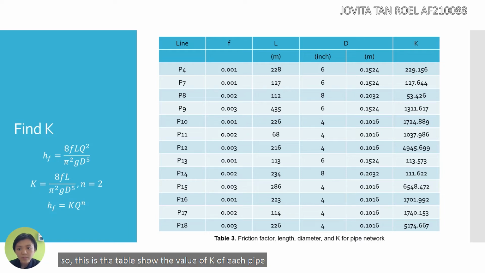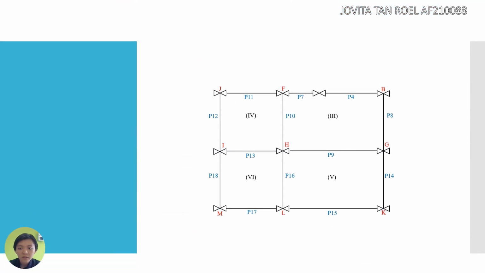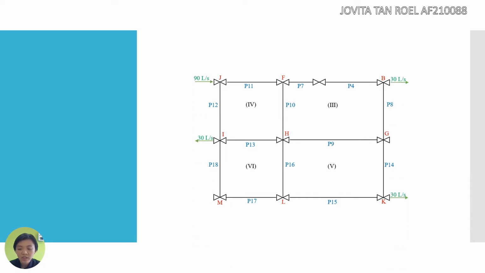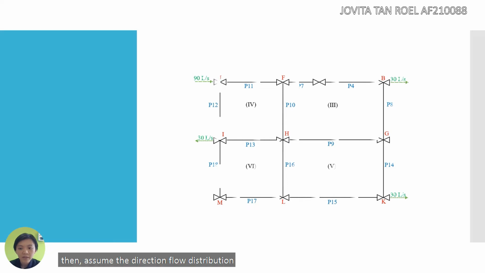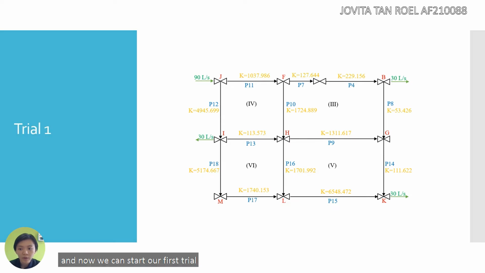So this is the table showing the value of K of each pipe. Next, this is the schematic diagram of the pipe network, and we fill in the outlet and inlet discharge. Then we assume the direction of flow distribution, fill in the K values, and now we can start our first trial.